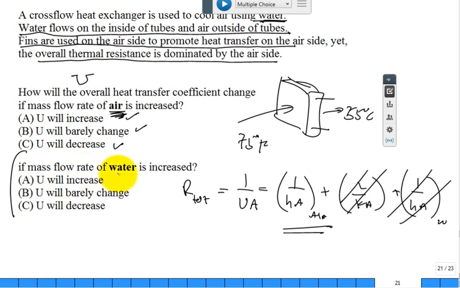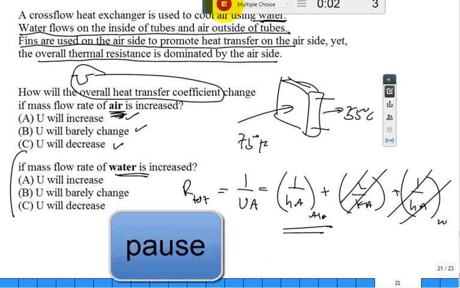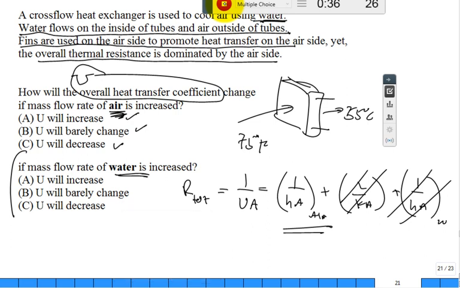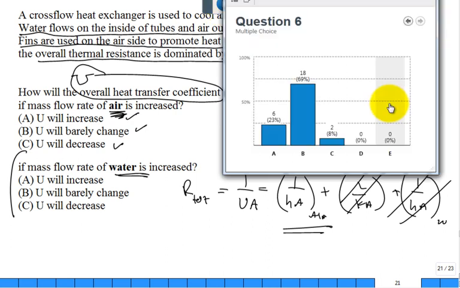If the mass flow rate of water is now increased, how does the overall heat transfer coefficient change? Will it increase? Will it barely change? Or will it decrease? We're done. Let's stop it, and we'll show the results.